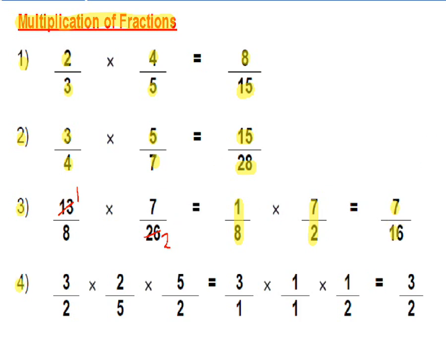Question 4, we're asked to multiply 3 fractions together. We've got 3 upon 2 multiplied by 2 upon 5 multiplied by 5 upon 2. Again, we look for cancelling down if that occurs, and I can see some cancelling here. The 2 with the 2 goes to 1 and 1, and the 5 with the 5 again goes to 1 and 1. So the calculation now simplifies to 3 upon 1 multiplied by 1 upon 1 multiplied by 1 upon 2. Multiply my numerators together, I get 3. Multiply my denominators together, I get 2.